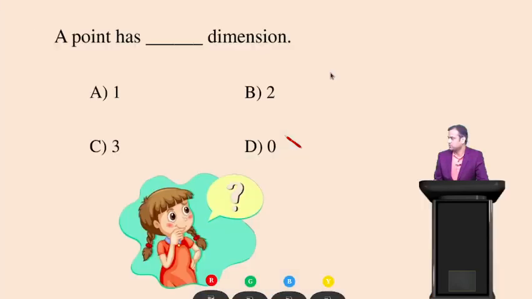Okay, now it's your question time. So the question is, a point has dash dimension, and your time starts now. Give the answer. A point has dash dimension. So how many dimensions does a point have? 1, 2, 3 or 0?